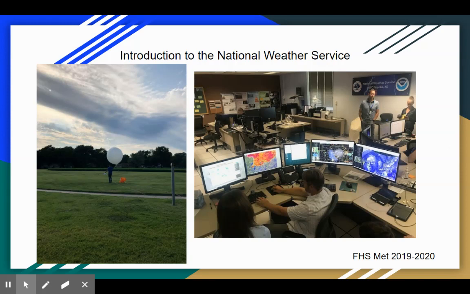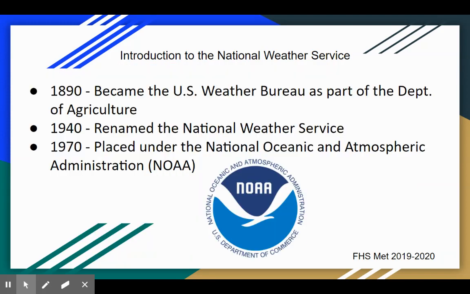And then the actual National Weather Service building in Topeka, Kansas, on the right there. You can see the different meteorologists and how their office is set up. And again, with the balloon launch, we'll talk more about that later on this semester, but those balloon launches are used to collect data and use that data to create a better forecast.